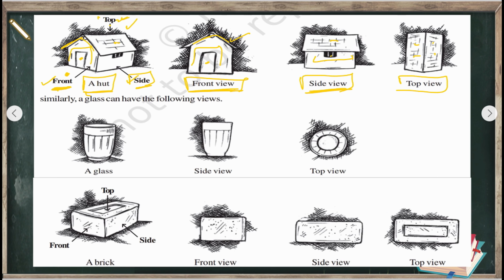Similarly, for the other shapes, we have this glass. If you look at this glass from one side, it will appear like this. If you look at this glass from any side around it, because it's circular in shape, it will appear like this. Next, if you look at this glass from the top, it will appear like this. So this will be its top view.